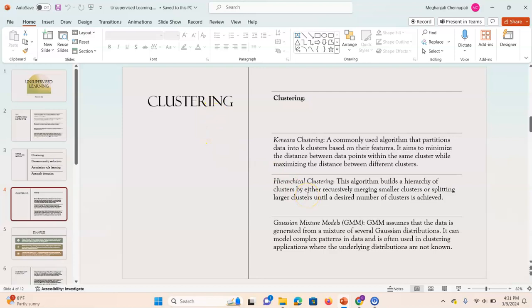Next, hierarchical clustering. The name itself indicates it is hierarchical, which means it is organized. Basically each and every node will be split until it gets to the leaf node. So this is about hierarchical clustering. Third one is Gaussian mixture models, that is GMM. They use Gaussian distribution techniques for identifying the patterns in the data. So this is about GMM.